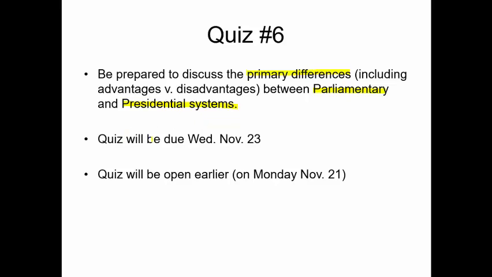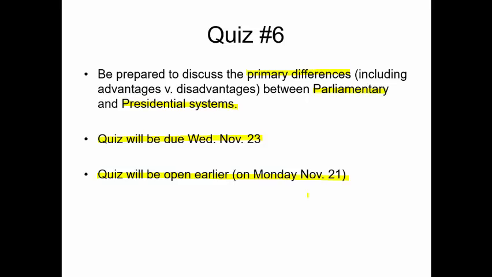Once again, the quiz will be due on the Wednesday. Now, this is the Wednesday prior to Thanksgiving, so be prepared to take that into account. And as a result, I will open the quiz a day earlier on Monday, November 22nd, in case some of you want to go ahead and try to get the quiz knocked out early if you've got travel plans for Thanksgiving. But keep in mind, I can't alter from the schedule because we've got to move right along.